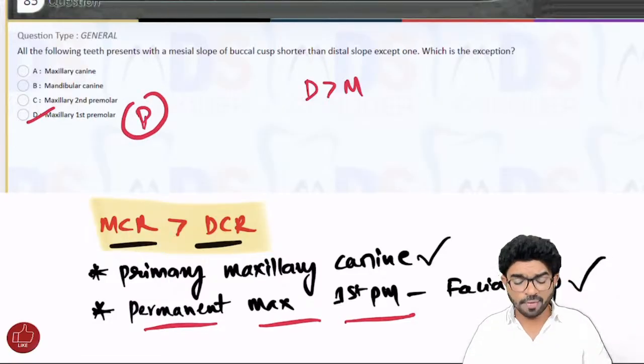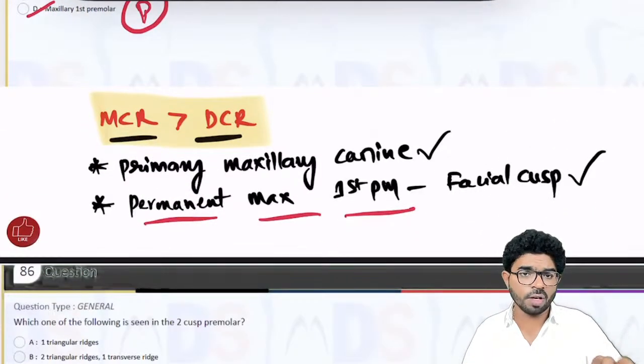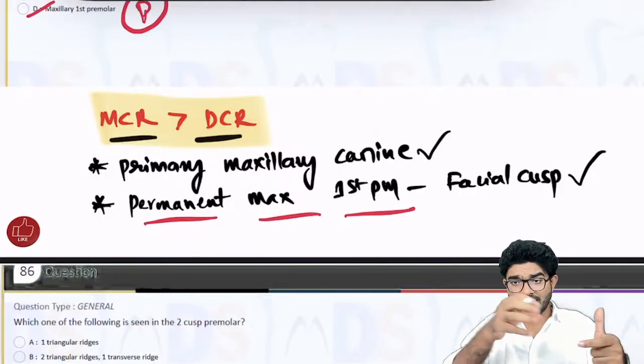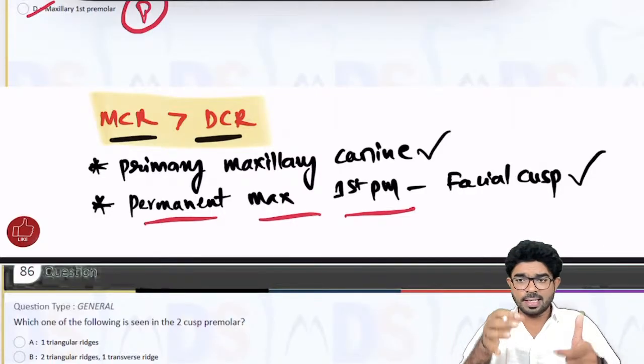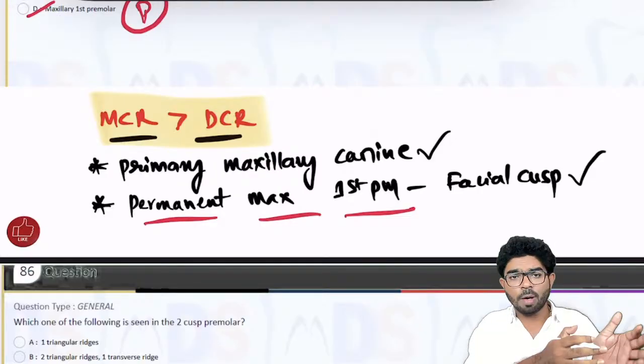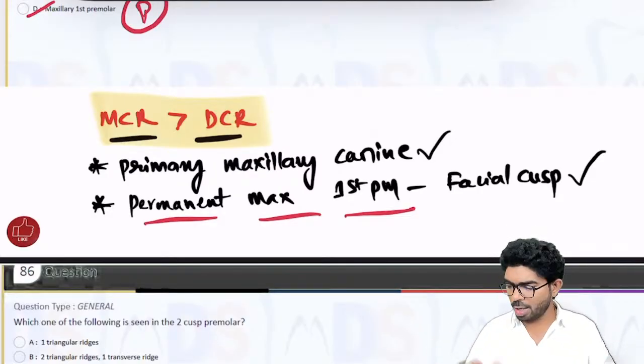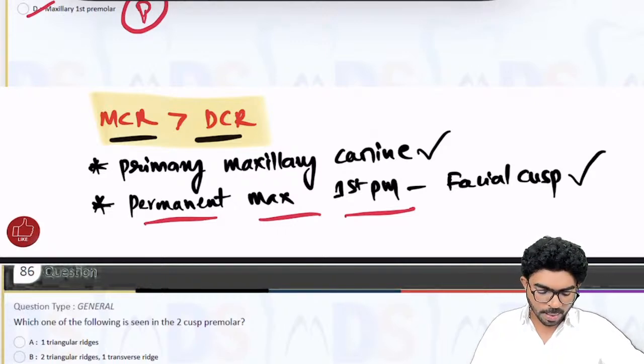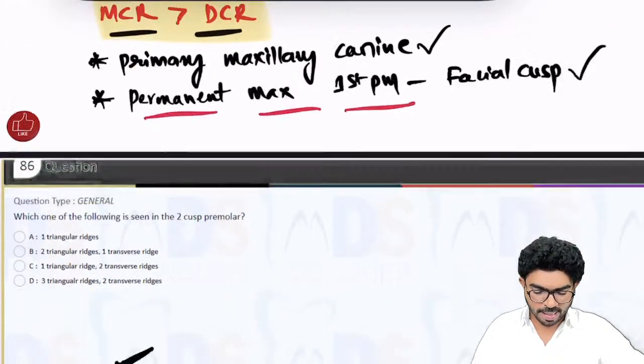Guys, I hope we are very, very clear. I want you to make a note of this. The mesial cuspal ridge is larger than the distal cuspal ridge in the case of your primary maxillary canine and in the case of your permanent maxillary first premolar. Whereas in the rest of the teeth where cuspal ridges are present, the distal is going to dominate when compared to the mesial side. I hope this is very, very clear. I need a thumbs up sign. So with that, we are going to jump into question number 86.